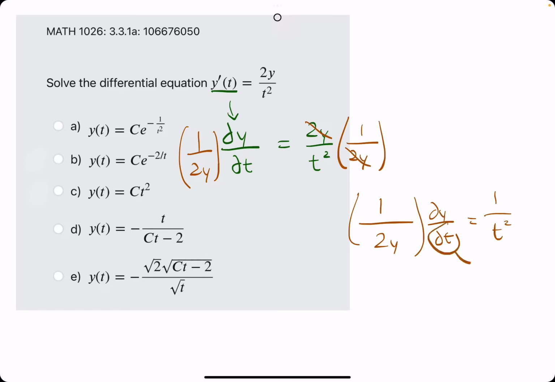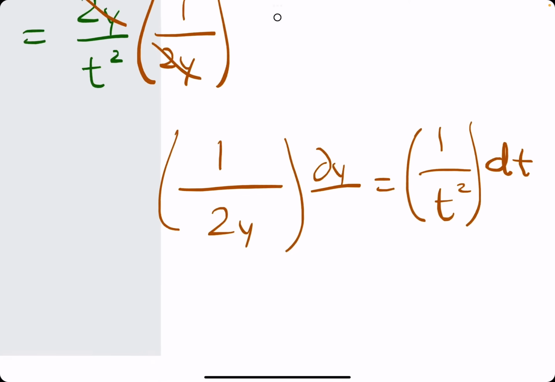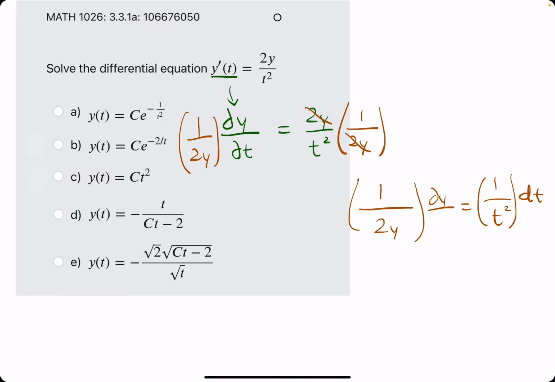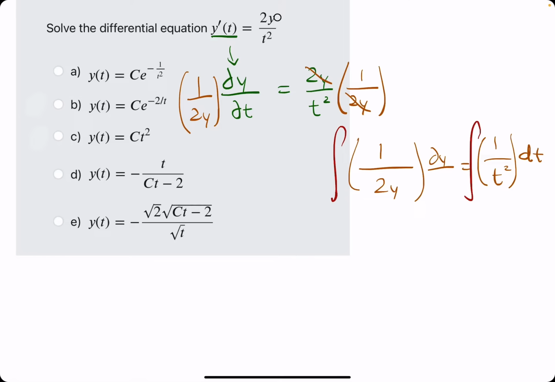And now we just want to multiply the dt from the left to the right side, and altogether we should have 1 over 2y dy equals 1 over t squared dt. Now what we're going to do is integrate both sides. We introduce integration in order to find the antiderivative on both sides.